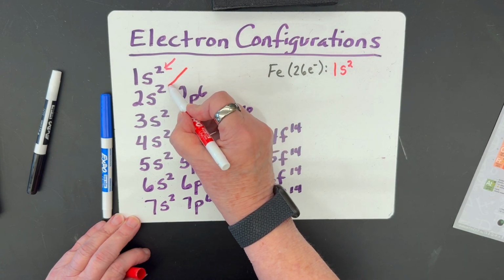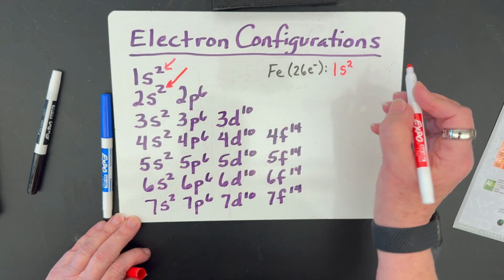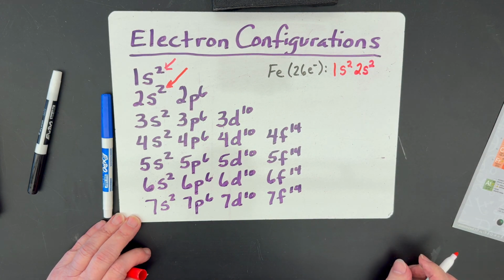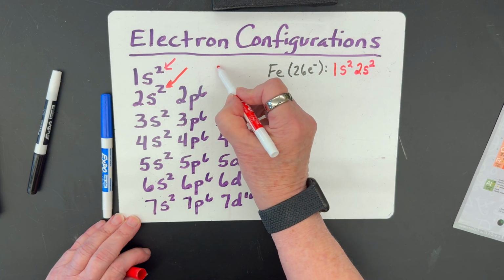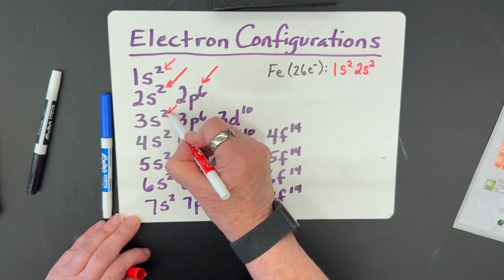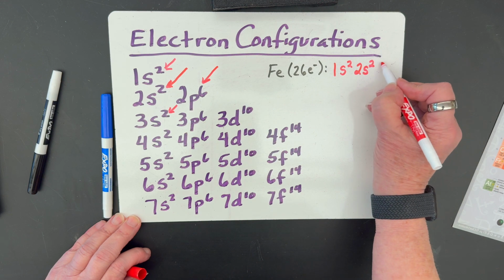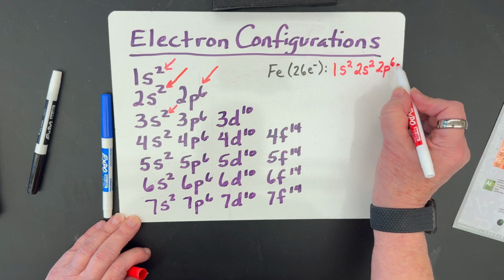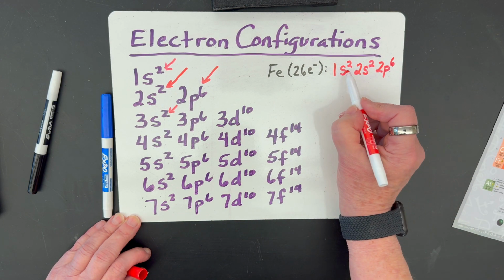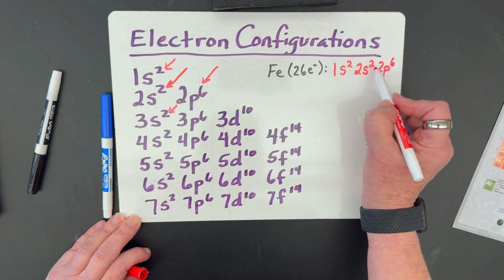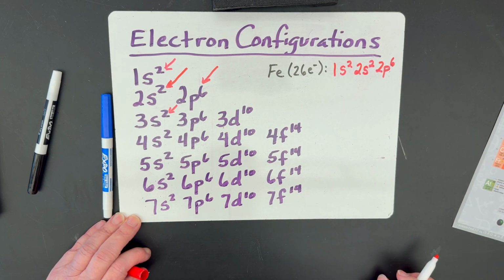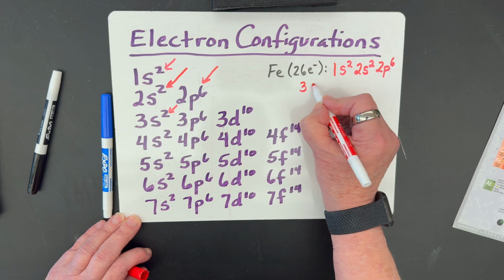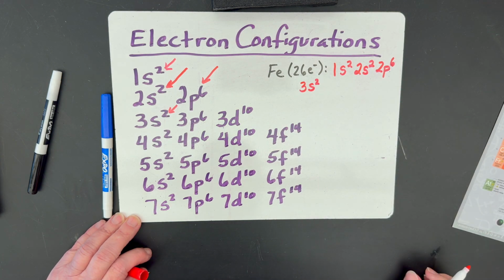Then we go to our next diagonal, and our next 2 electrons are going to go into the 2s, and being an S, it can hold up to 2 maximum. Now we go to our third diagonal, and our next electrons will go into our 2p. It can hold up to 6. So far we've placed 10 electrons. Notice the number of electrons is shown as a superscript for each sublevel. After the 2p, it goes into the 3s. It can hold up to 2, so that's 12 electrons.